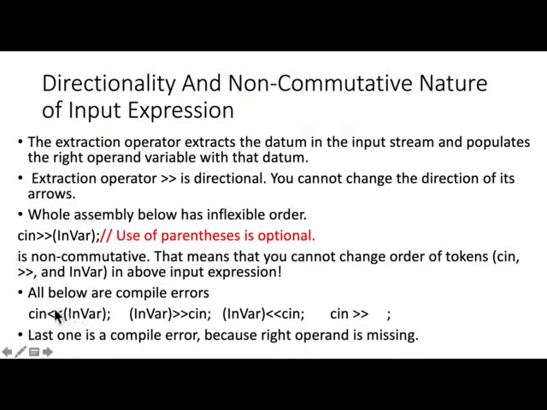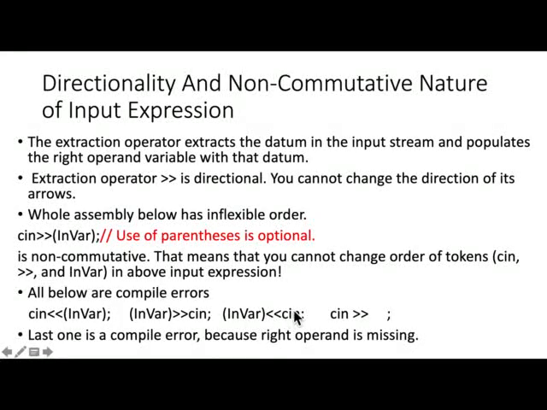This is a compile error because arrows going in the other direction is no longer the extraction operator. That's an insertion operator that is used with cout. This is not the extraction operator, so you have to be very careful with that. This is a compile error because cin can only be the left operand and in var can only be the right operand. You cannot switch the order.